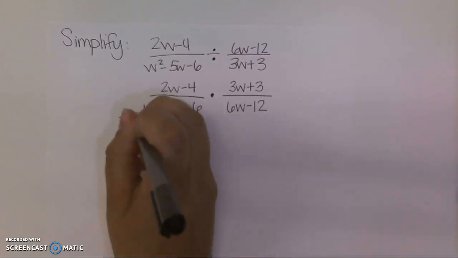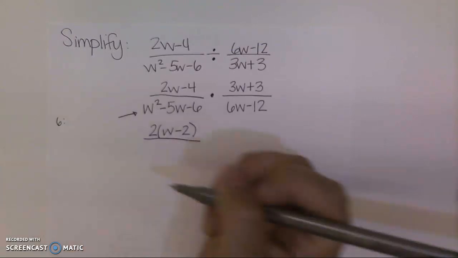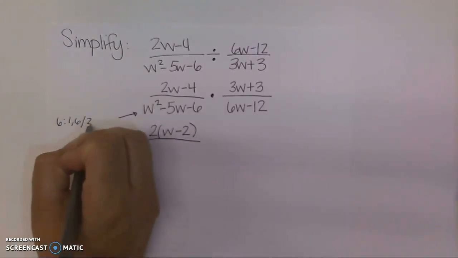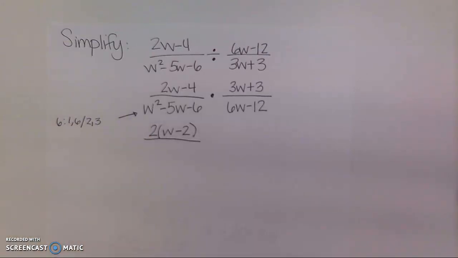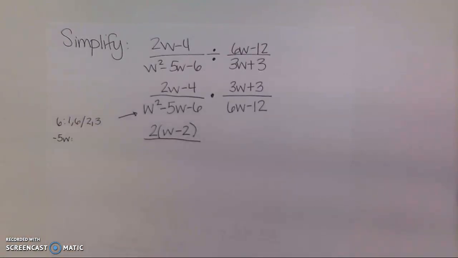The bottom one here is a quadratic, so we need to factor that quadratic. We're going to do that by looking at the constant, which is 6. The factors of 6 are 1 and 6, and 2 and 3. How do I get negative 5w from these factors? Well, I can actually get them from both, right? I can do 6 minus 1, or I can do 1 minus 6, or negative 2 minus 3.